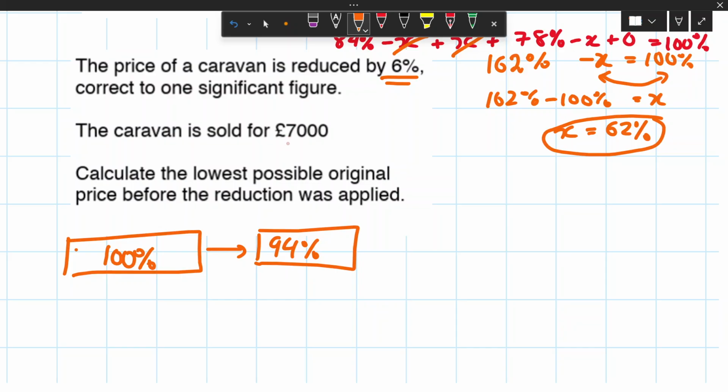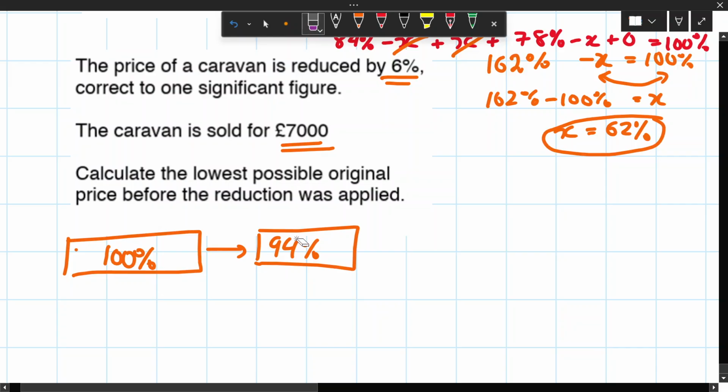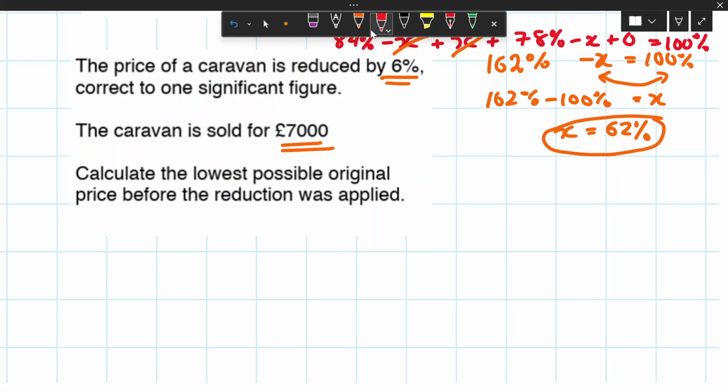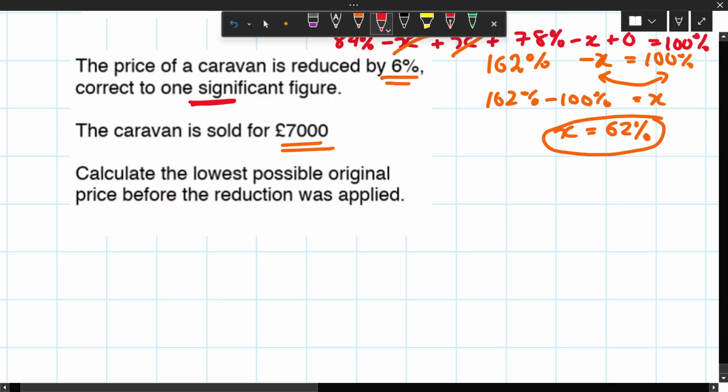The caravan is sold for 7,000. Calculate the lowest possible original price before the reduction was applied. Oh, that's a very good question, because obviously I have no idea. Okay, let's see. It looks a bit trickier. Now, it is reduced by 6%, correct to one significant figure.